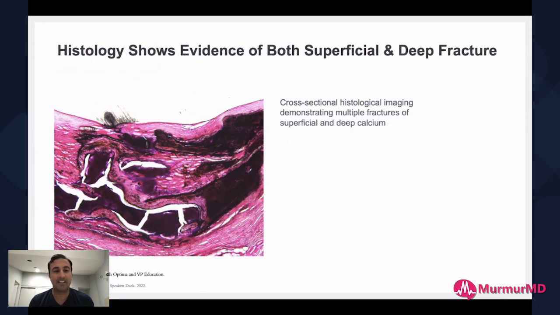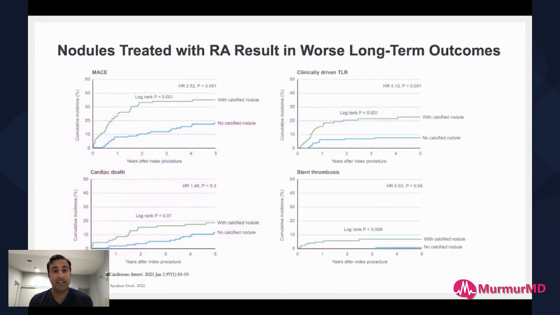Histologically, this shows IVL being able to not only help with the nodules, but also fracture the deep plates within the vessel itself. Historically, nodules have been treated even with rotational atherectomy, they just have worse outcomes. Here are some curves showing calcified nodule versus non-calcified nodule, pretty much every category.